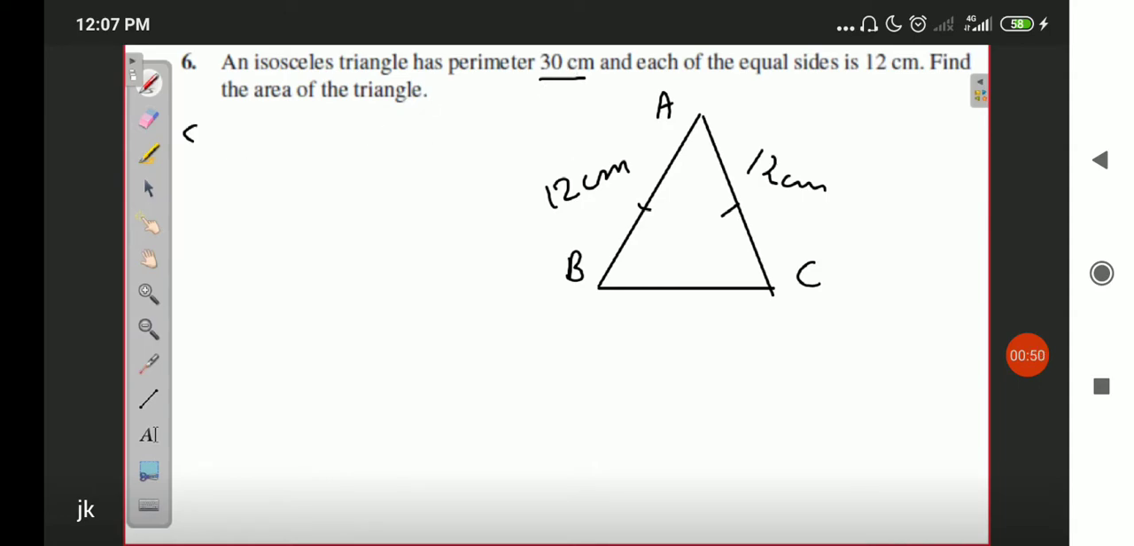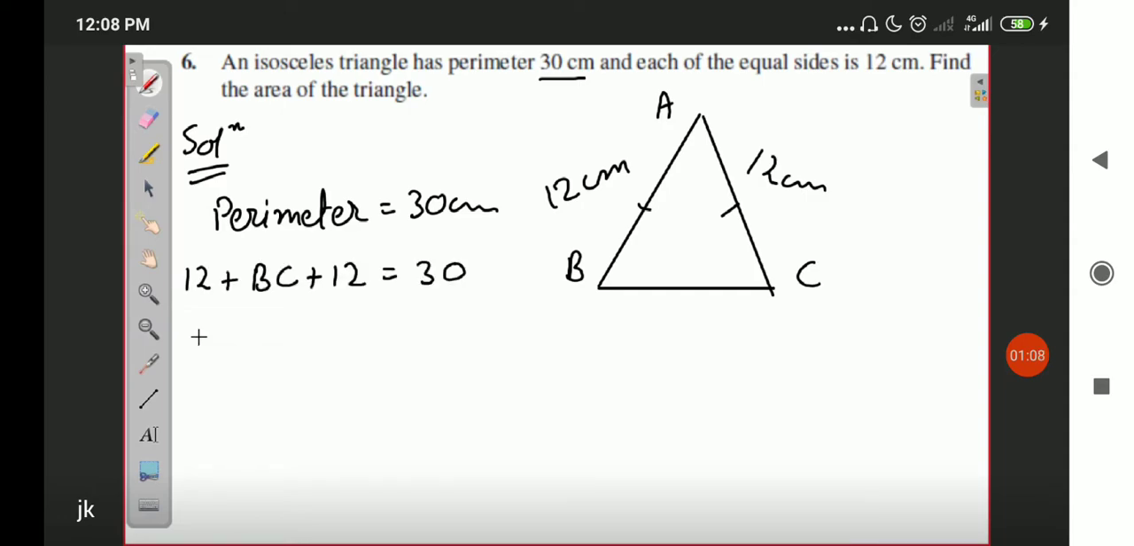So first of all, perimeter is 30 centimeter. That means AB, that is 12, plus BC plus CA, that is again 12, is equal to 30. That means BC will be equal to 30 minus 24. It will be 6 centimeter. Okay, so in this manner we have determined the third side of this triangle as 6 centimeter.